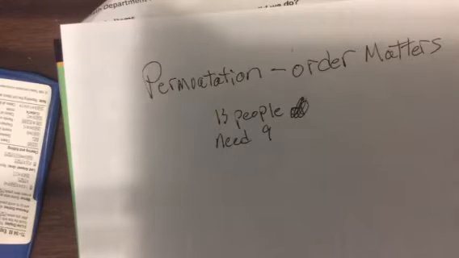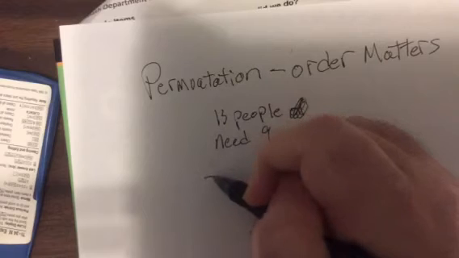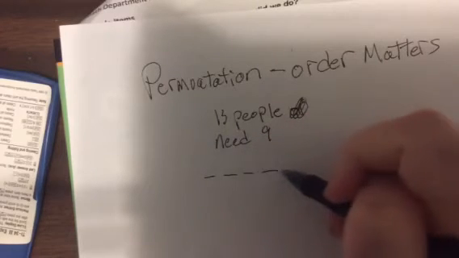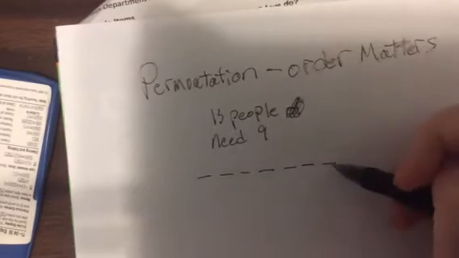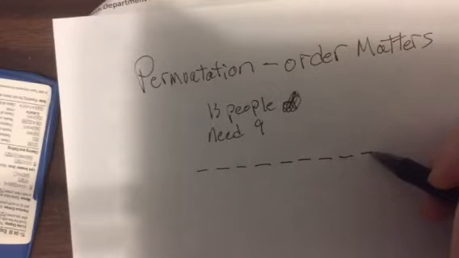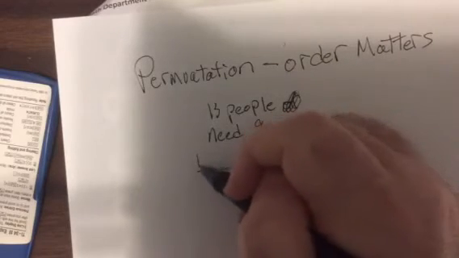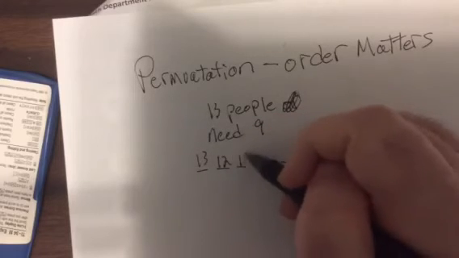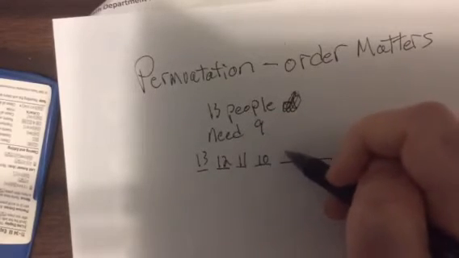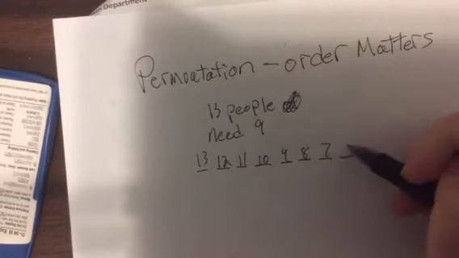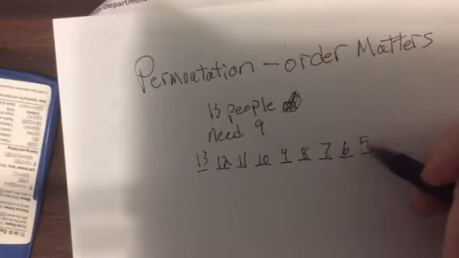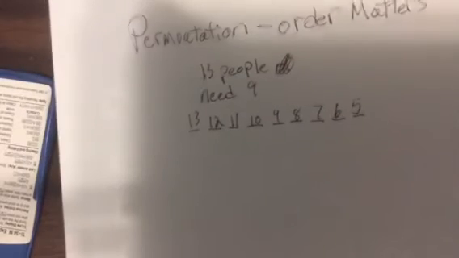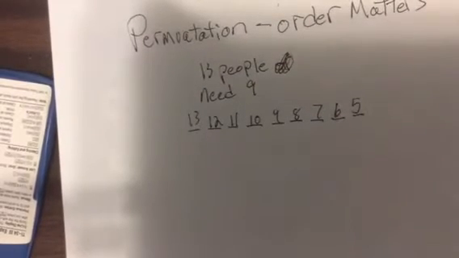So, you could do it this way. 1, 2, 3, 4, 5, 6, 7, 8, 9. Then go 13 in the first spot because you have 13 choices. Then one's gone, and then another one's gone, and another one, another one, another one, another one. So, then multiply all that together. That's fine.